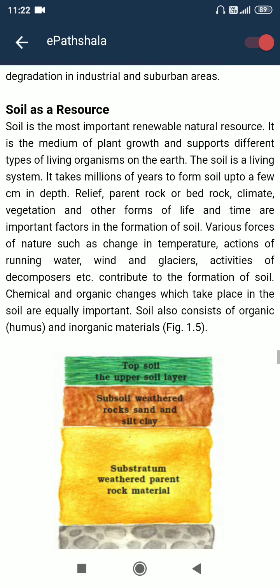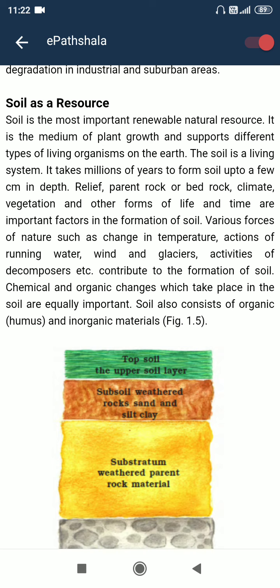Soil as a resource. Soil is the most important renewable natural resource. It is the medium of plant growth and supports different types of living organisms on the earth. Soil is a living system. It takes millions of years to form soil up to a few centimeters in depth.